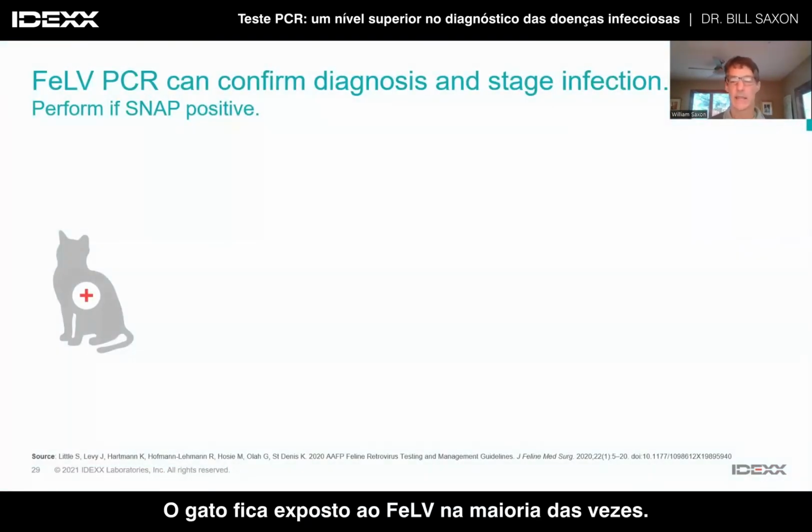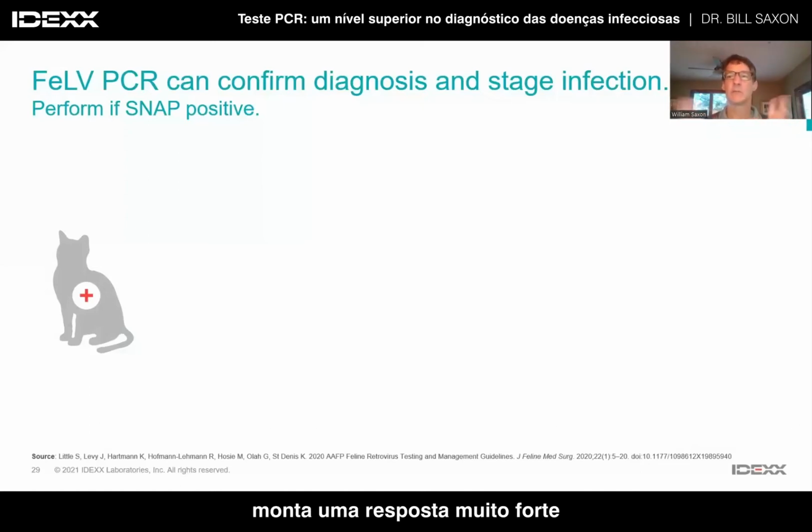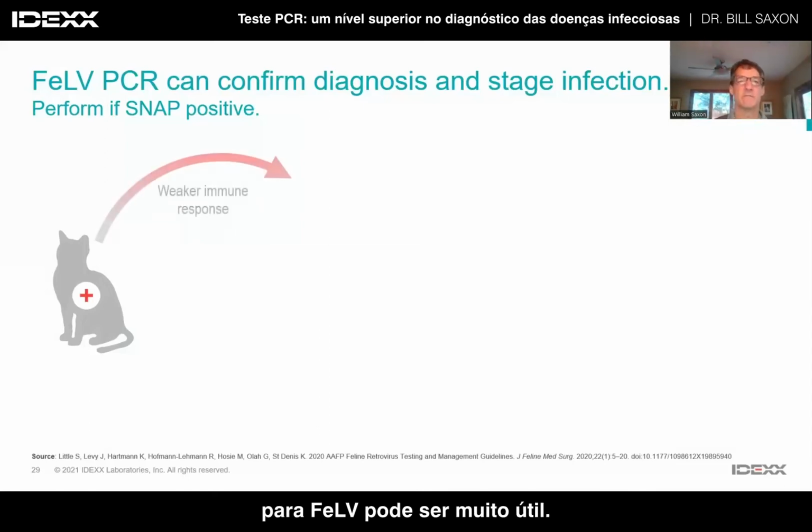All right, cat gets exposed to FeLV. Most of the time, believe it or not, the immune system of the cat mounts a very strong response and clears the infection, an abortive infection. Some cats get infected. What happens at that point? They would be positive on your SNAP test, okay? What happens to that cat will depend on the immune response of that cat. This is new information, and this is where the PCR test for FeLV can be very helpful.